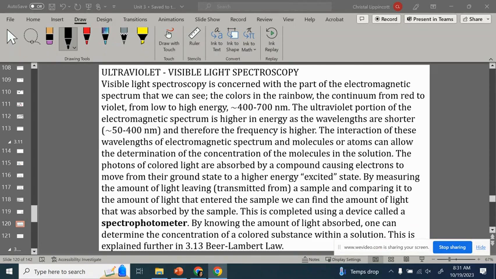What happens is these spectrophotometers look at the amount of light that's absorbed, and from that, they know how much light they're sending out. They can subtract that and tell you how much is absorbed by the sample, and how much is transmitted.